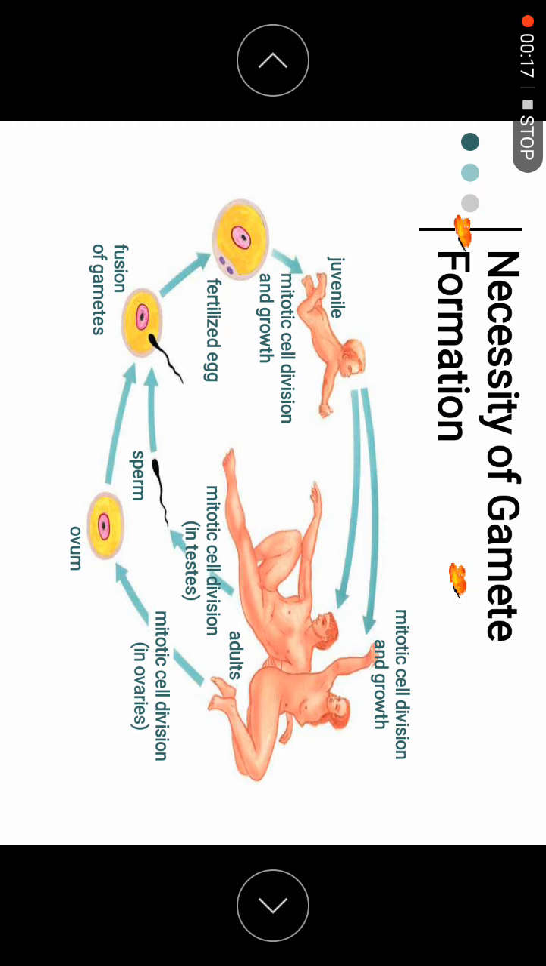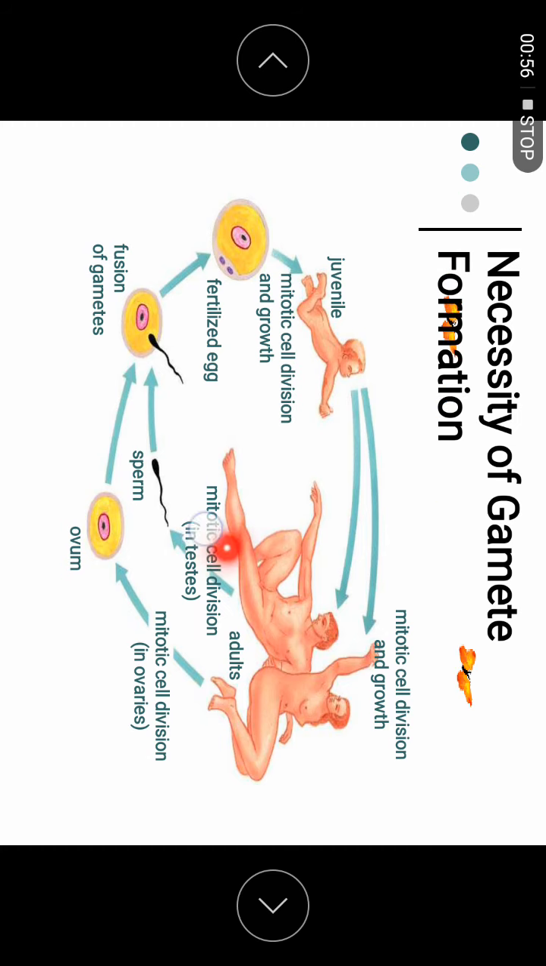If the gamete doesn't form, or there is no process to cut the chromosome number into half, you will have 46 in the male and 46 in the female, so 46 plus 46 you will have 92. So imagine this 92 organism grows into an adult and then reproduces again. So 92 plus 92, so we will keep on increasing the chromosome number generation to generation, which is not going to be.